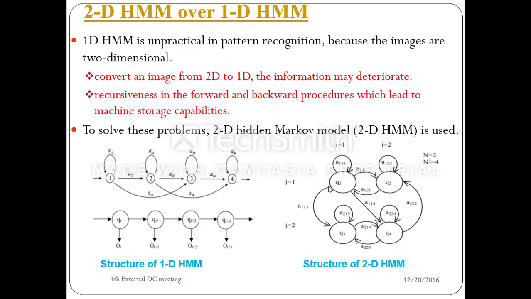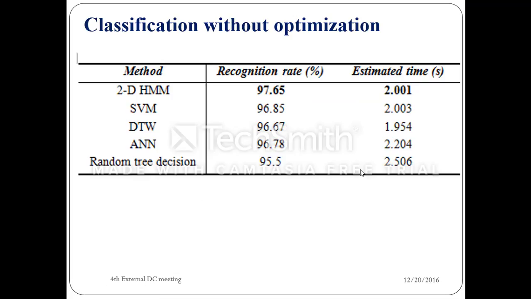and the recursiveness of the forward and backward procedures leads to machine storage capabilities. Classification without optimization, this is the last part, and this is a table which shows how the recognition rate and estimation rate follow for the image sensing problem.